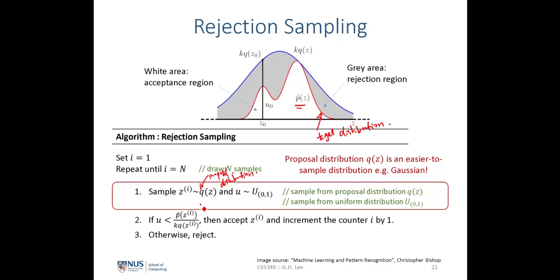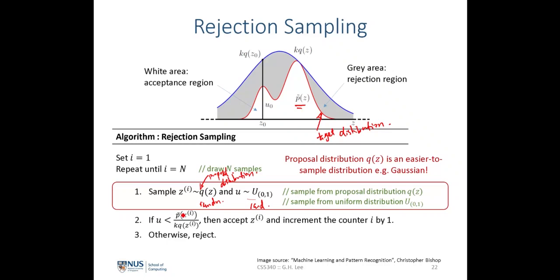We can easily call the function randn in our favorite compiler to draw a sample from the Gaussian distribution. Now, in the first iteration, let's draw the first sample from the proposal distribution q of z, and then we'll also draw another sample, which we denote as u, from a uniform distribution. We can also easily draw this sample within the range of 0 to 1 from a uniform distribution by running the rand function in our favorite compiler.